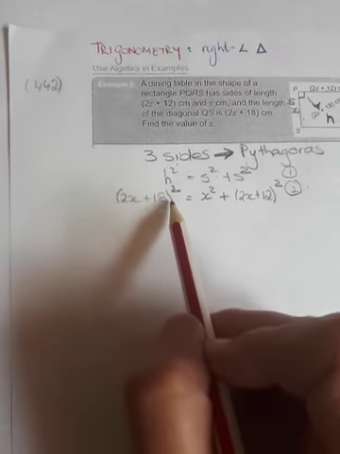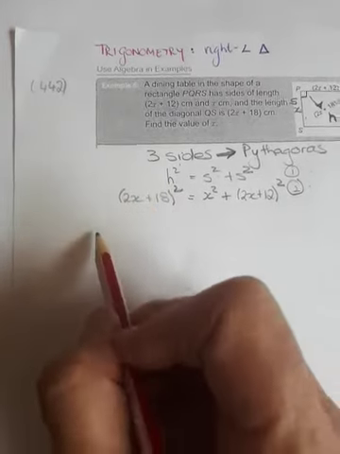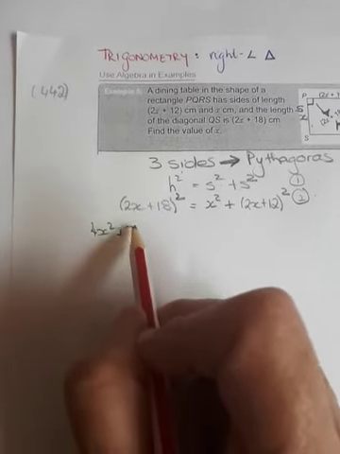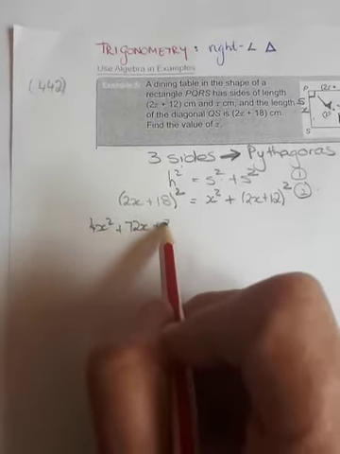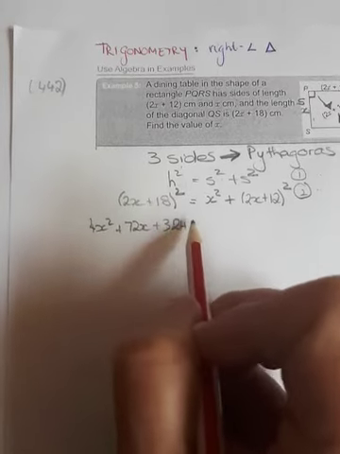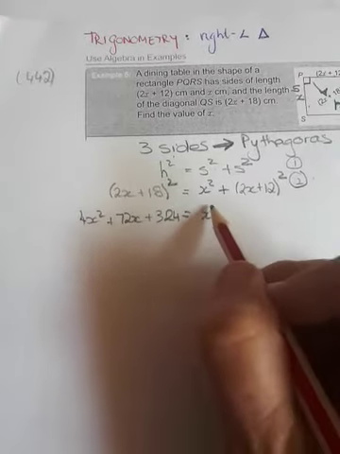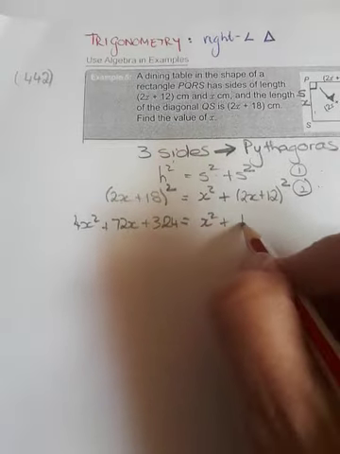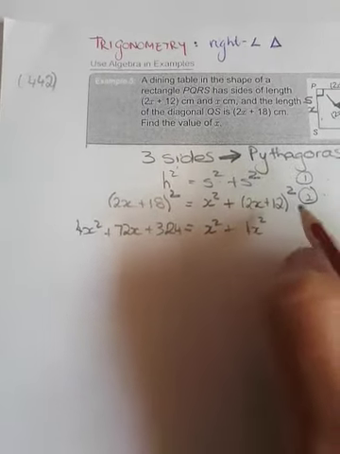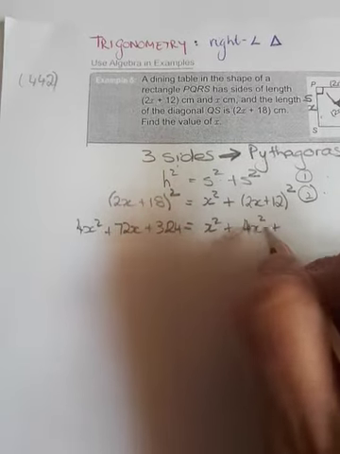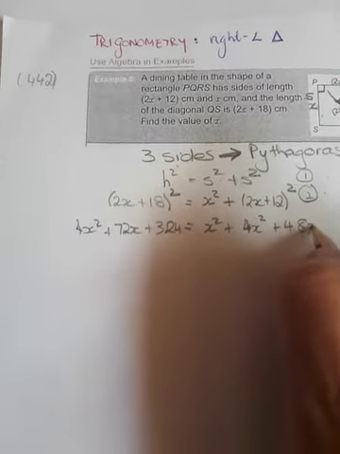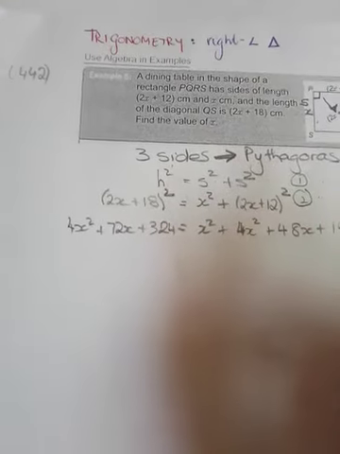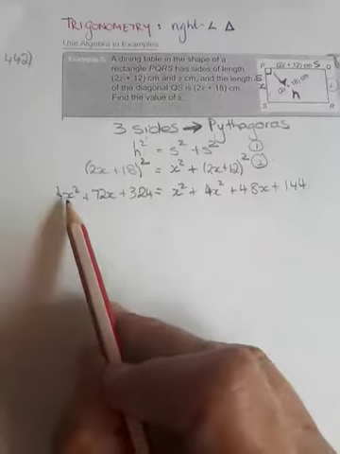If you calculate your square bracket here, then you will get 4x squared plus 72x plus 324. And on that side, if we calculate the square bracket, we get 4x squared plus 48x plus 144. And remember, we must find x, okay?